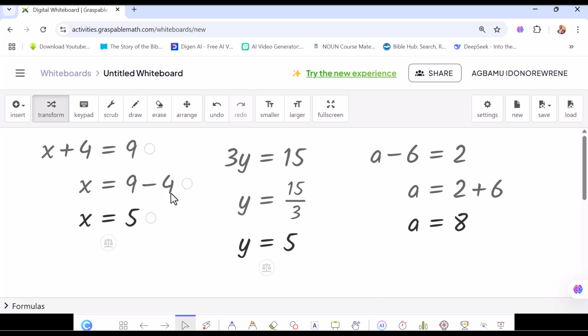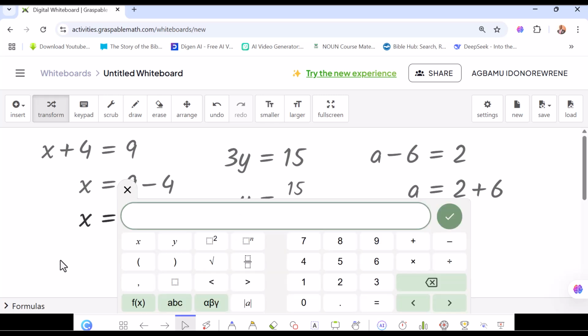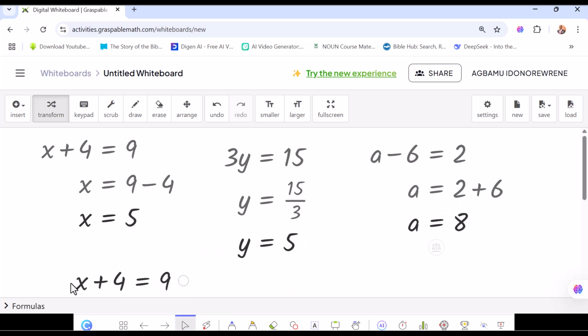If you want to be sure that this answer is correct, all you need to do is to check. Let's do our checking and see. Let's click empty space. Let's type the equation again: x plus 4 equals 9, in case you want to do your checking in Graph Able Maths.